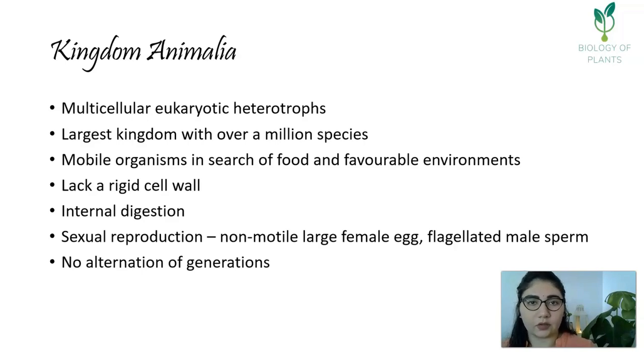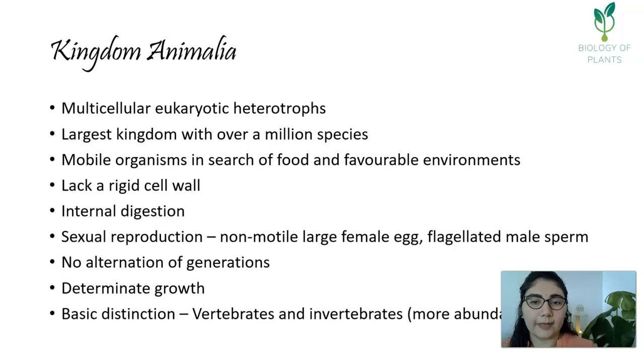Alternation of generations is not seen in animals. We will see what alternation of generation is when we read about plants. Animals also exhibit determinate growth, that is, they stop growing after a certain period of time or after a certain age or maturity. On a basic level, animals are grouped into vertebrates and invertebrates based on the presence or absence of a vertebral column. Invertebrates, which lack a vertebral column, are the more abundant group.